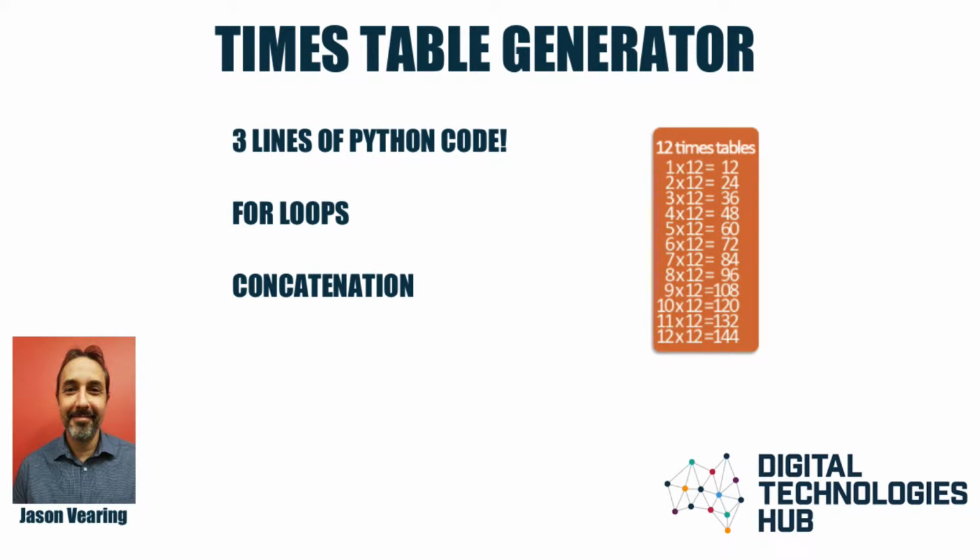In this video, we're going to make a really cool program. This program writes out full times tables for any number the user puts in. And best of all, it only uses 3 lines of Python code.